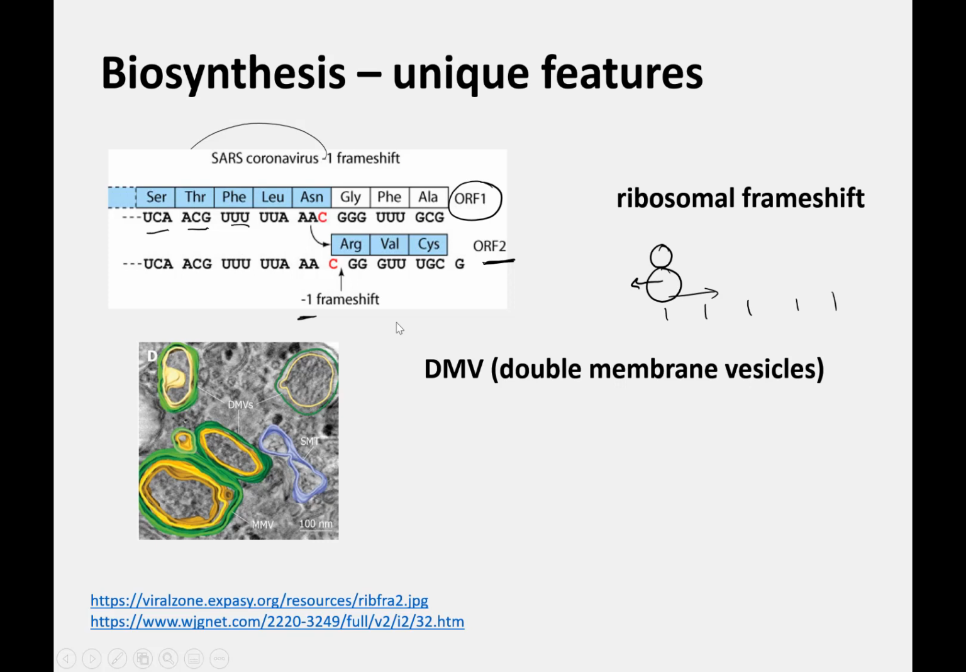Just like we talked about in genetics, frame shift mutations or reading frames. In viruses, the advantage of this is you can have one RNA molecule that can make a couple different proteins by shifting the reading frame.